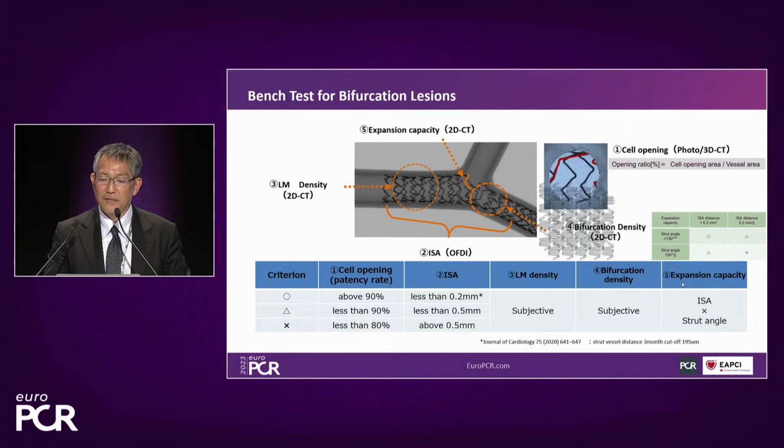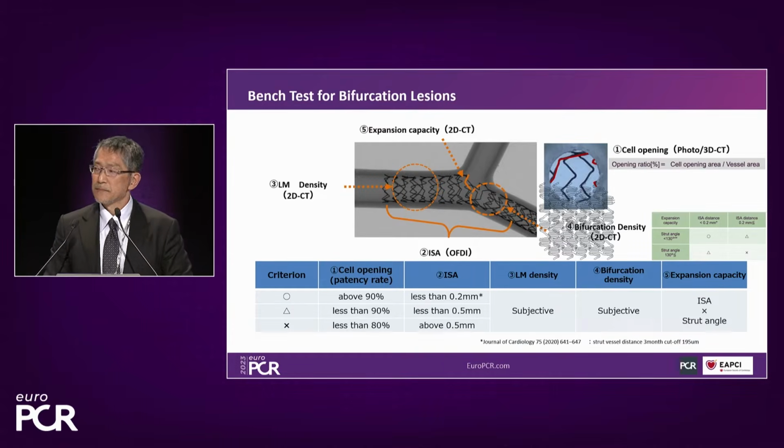And the last one is the expansion capacity. It's evaluated by the combination of the incomplete stent position and the strut angle using this table. So the strut angle was divided at 130 degrees, and the incomplete stent position distance limit is 0.2. Okay. Thank you so much.